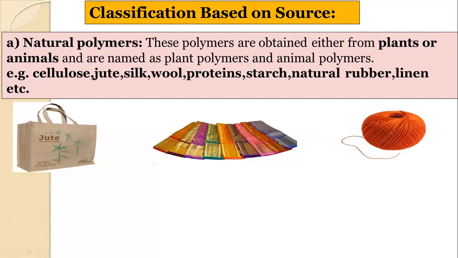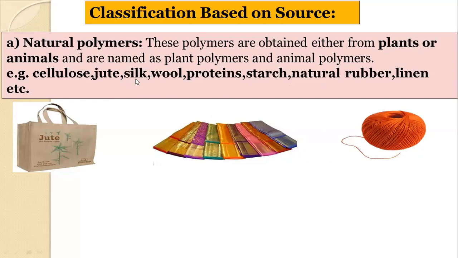So, examples are given here: cellulose, then jute, then silk, wool, protein, starch, then natural rubber, linen, etc. If you see these diagrams carefully, this is jute. This bag is made up of jute, and jute is obtained from plants.